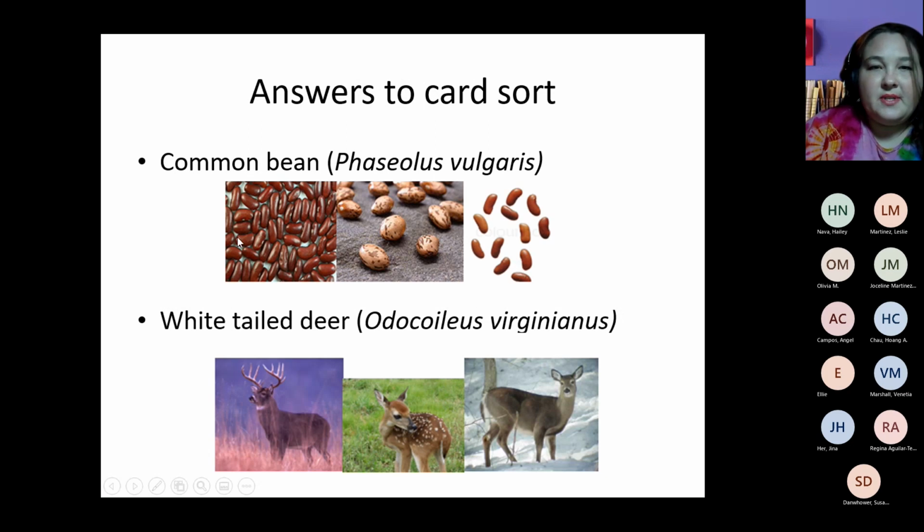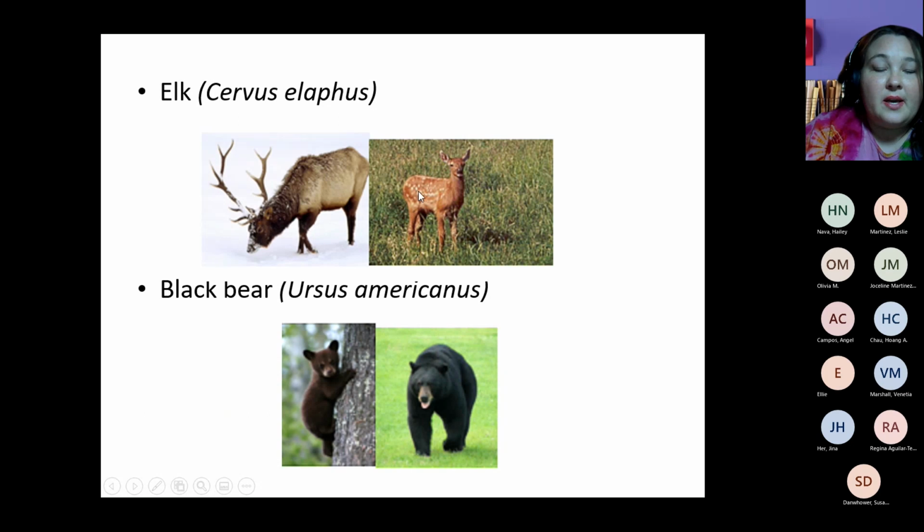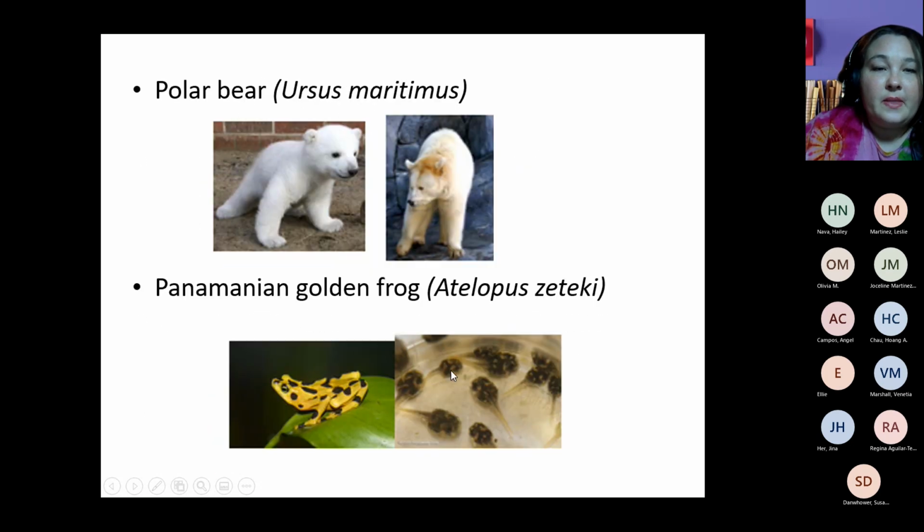These are just some examples of what you would see. All of these are the same species of bean. They look different because they are subspecies. Then we have the white-tailed deer. We have the male, the baby, and the female, and they all look different. Elk, again, we have a baby and a male. Black bear, polar bear, and Panamanian golden frog.